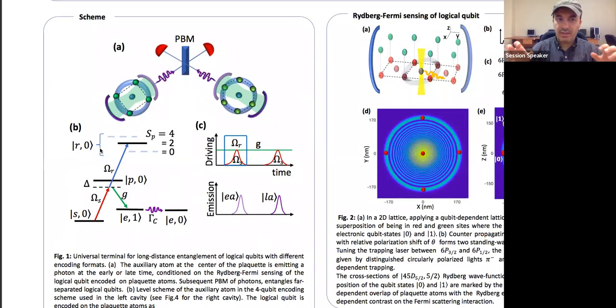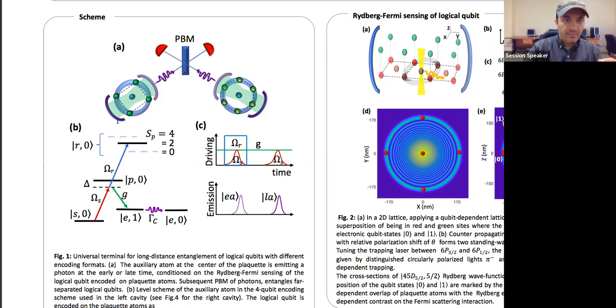Here we have two processors that are using different encoding protocols. The left one uses 4-qubit encoding and the right 6-qubit encoding. And I have a central atom that is responsible for photon emission at an early or late time, depending on the state of the logical qubit encoded on the plaquette atoms. The emitted photonic qubits would then go to the entanglement swapping station, where a projective Bell state measurement would entangle the far separated logical qubits in their own logical basis.